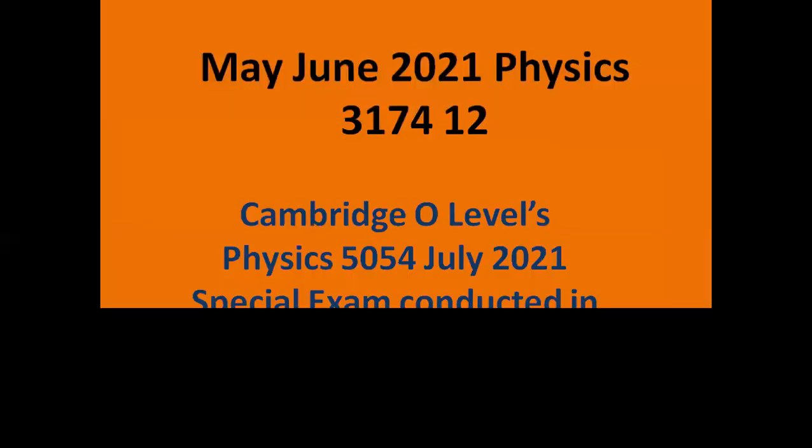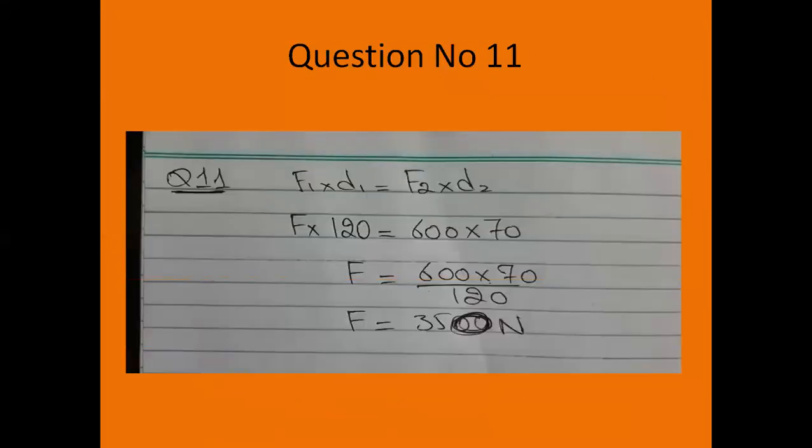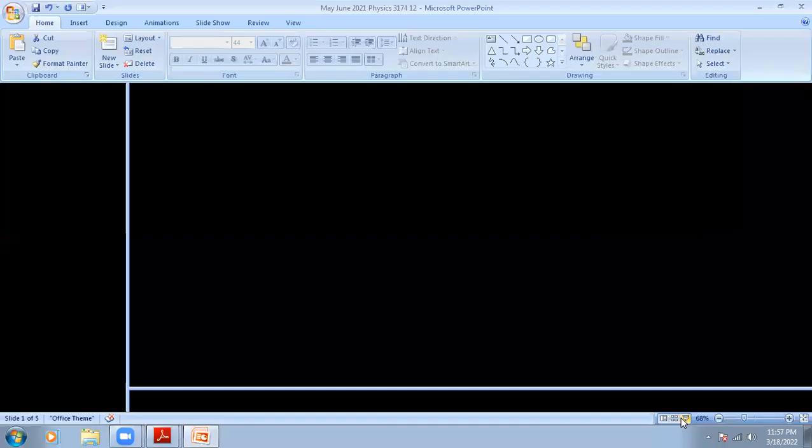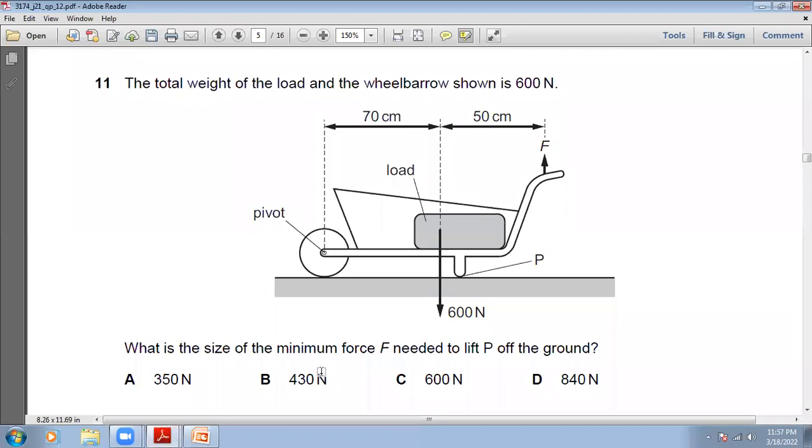So the clockwise moment and the anti-clockwise moment will both be equal to each other. So let me show you. F1 D1 equals F2 D2. So F multiply 120 equals 600 Newton multiply 70 centimeter. When I make F alone, it will be 600 multiply 70 divided by 120. When you enter these values in your calculator, you will get 350 Newton. The answer will be 350 Newton.